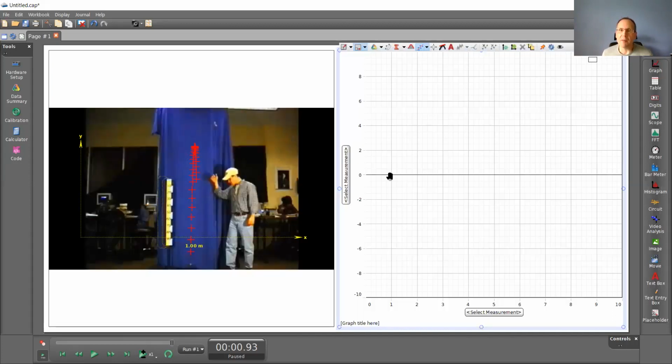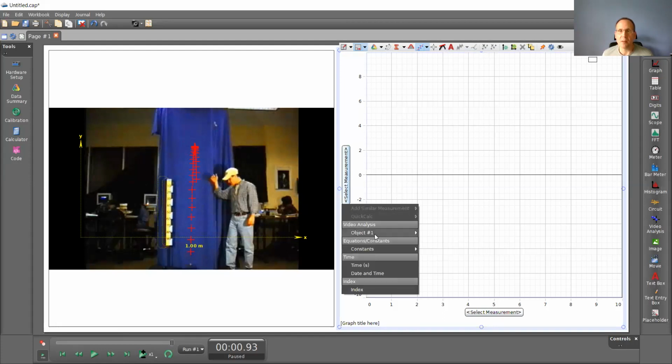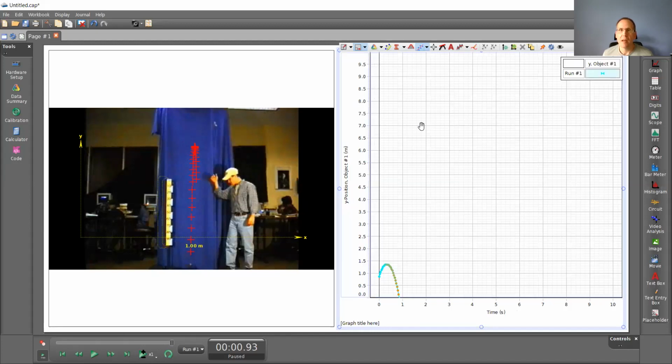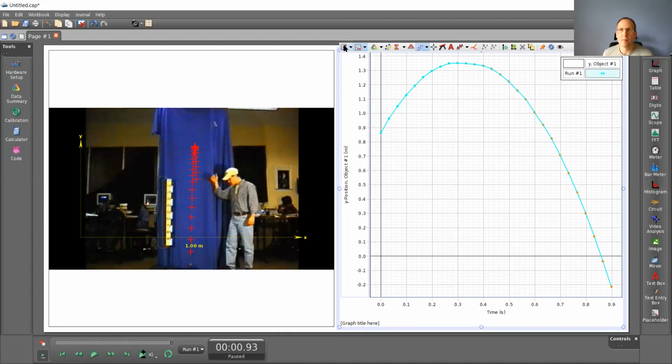And then all you have to do, you don't even need to bother with the X. It'll automatically put in time correctly for the X. You go to the Y axis, and we're going to choose object 1, and then I want Y, which means the Y position. And then I'm going to zoom in. Okay, so that looks reasonable.